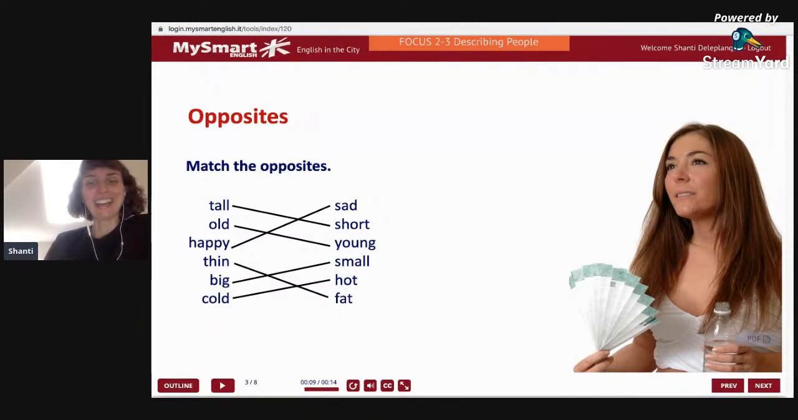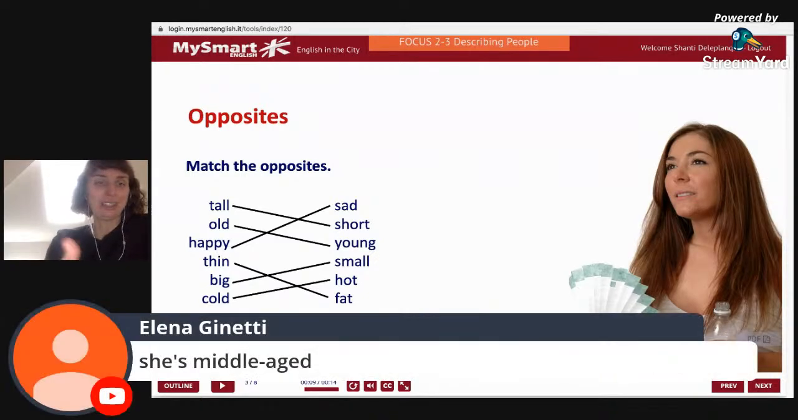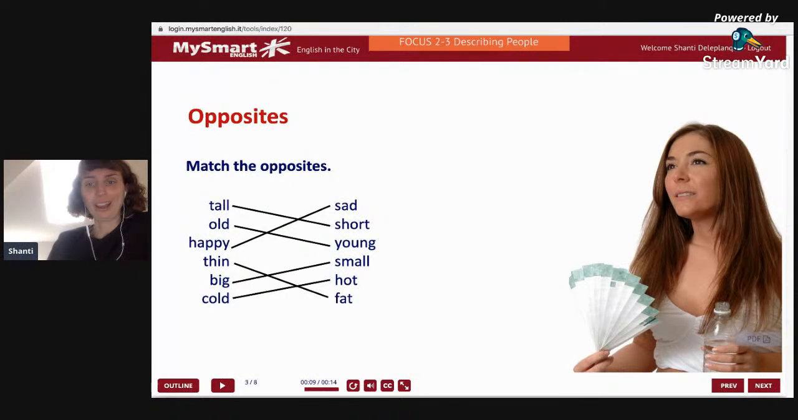Yes, good job, Elena. She is middle-aged. To be middle-aged is when you are, I don't know, from 40 to 60, because now 60 is not old. 60 is still young. But you are in the middle of your life, in the middle part, middle-aged. Let's continue with the next picture.